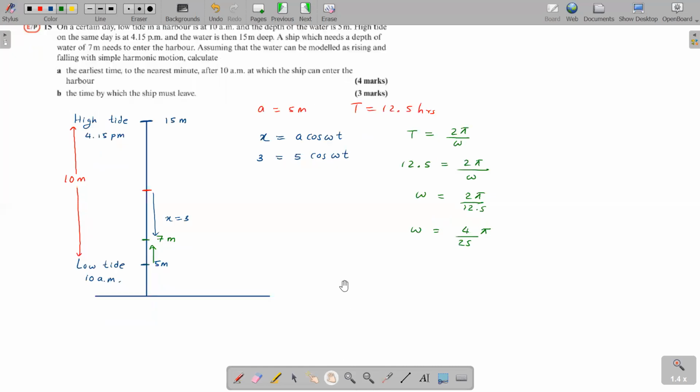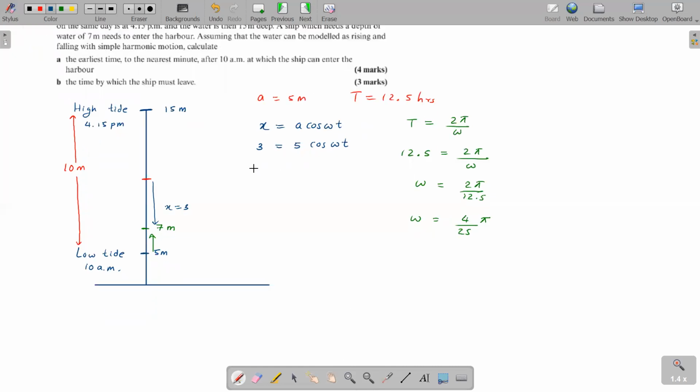Okay, and then shall we substitute the value? 3 over 5 equals cos omega t. So omega is 4 pi over 25 times t. Guys, shall we go for cos inverse? What is cos inverse 3 over 5 in radian mode?